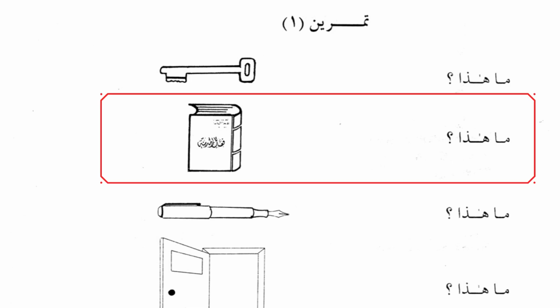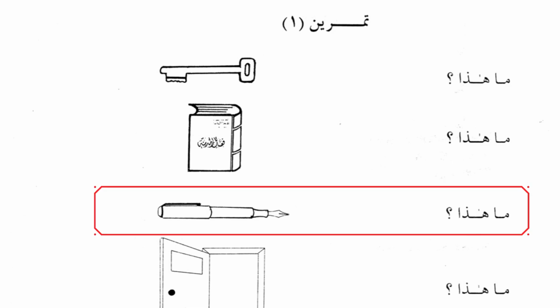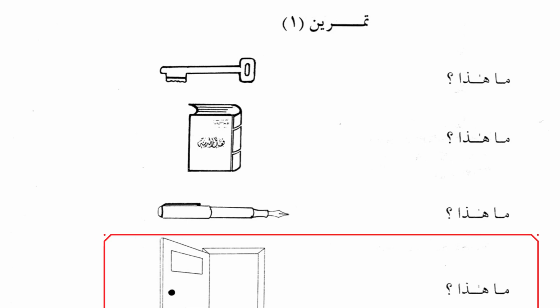Next question, ma hadha, what is this? As you can see here, this is a book. So the answer is hadha kitabun. Next, ma hadha, what is this? Hadha qalamun. Next, ma hadha, this is a door. So the Arabic word for door is babun. So answer will be hadha babun.